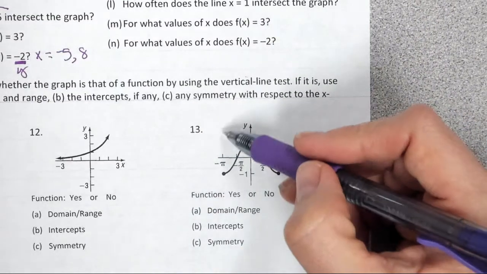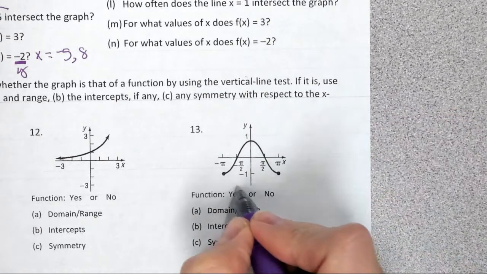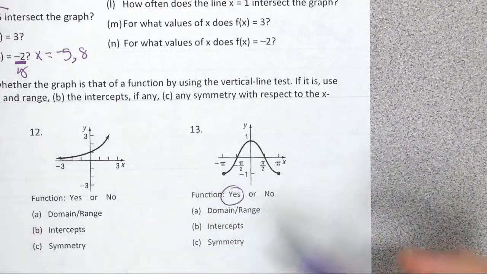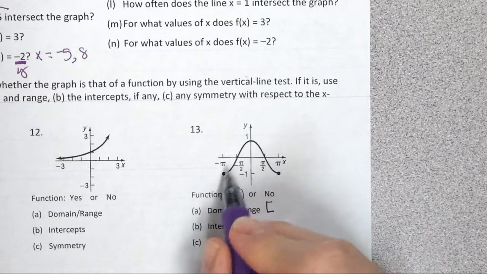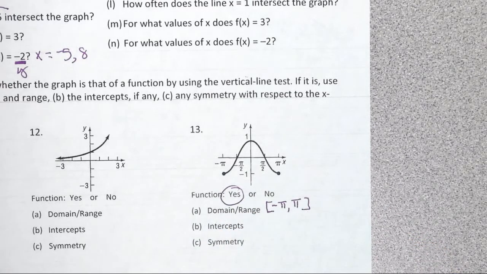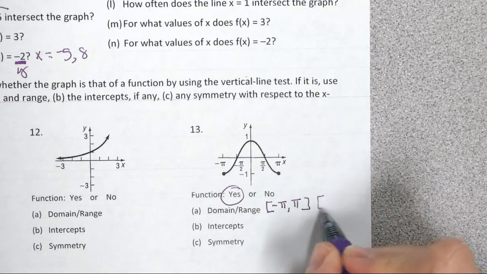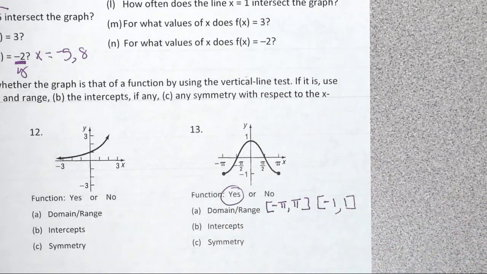On 13, anywhere I draw a vertical line, it only touches the picture 1 time. So this one's a function. Because it's a function, I'm going to go answer all the questions that follow. The domain is your left to right. So we're going from negative pi to positive pi inclusive. Your range is going from negative 1 to positive 1 inclusive.